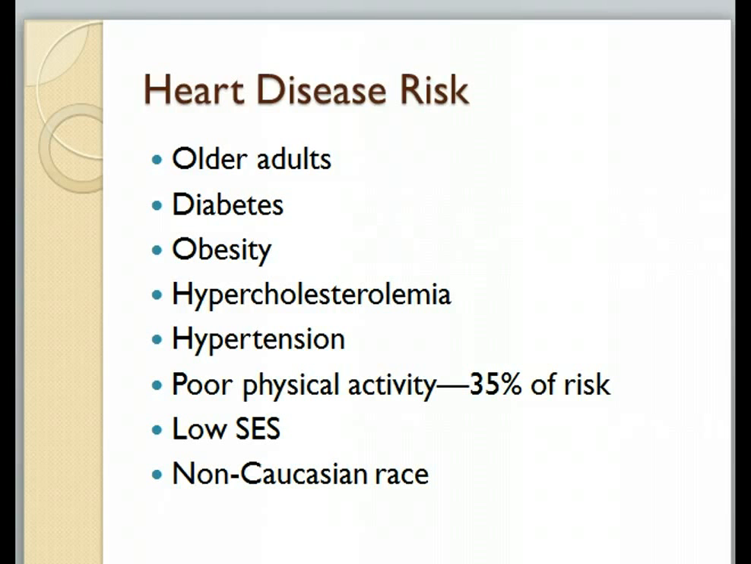So a lot of these things, if you look at socioeconomic status and non-Caucasian race, some of these you cannot change. So you cannot change your race, you can't change your age. Your socioeconomic status is challenging to change, but it is changeable. But a lot of these other risk factors can be changed, and probably one of the most important ones we have to deal with is physical activity.